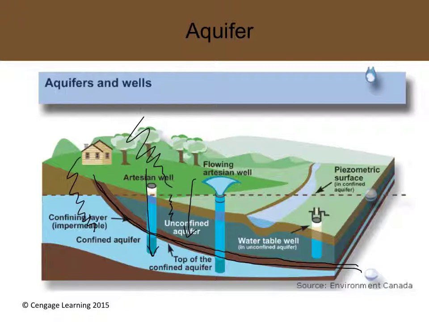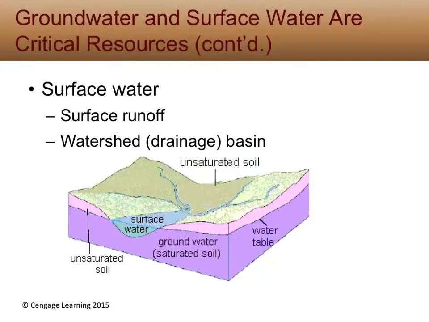Think of it as kind of like a sponge. There's not a free-flowing river system underneath there, but that water is trapped inside the particles of sand, silt, and clay, and that porosity allows water to be there, and we're pulling that out and drinking it.